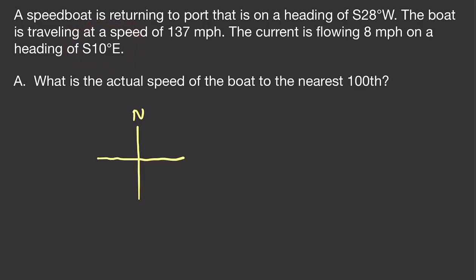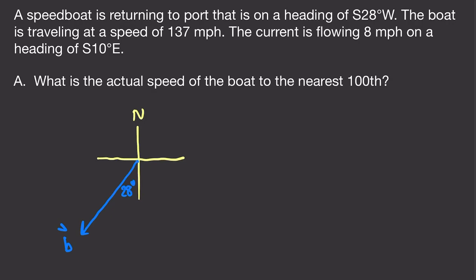Okay, so the first thing we're going to want to do is construct a vector diagram that represents the situation. Part A says, what is the actual speed of the boat to the nearest hundredth? Obviously, that's going to be the magnitude of our resultant vector. So we've got a boat headed at south 28 degrees west. If we draw that in, this will be our boat vector. South 28 degrees west means that angle right there is 28 degrees.